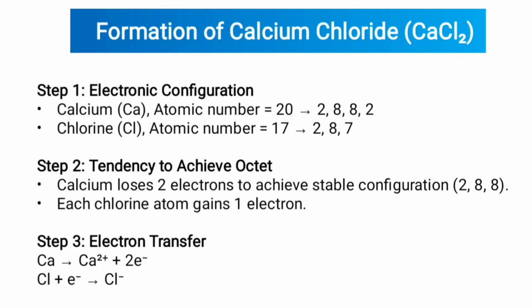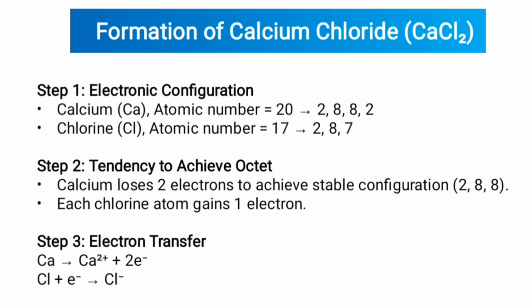Now, formation of calcium chloride. My dear student, in the formation of calcium chloride, the first step is electronic configuration. Calcium's atomic number is 20, so its electronic configuration is 2,8,8,2. While chlorine's atomic number is 17, so its electronic configuration is 2,8,7.